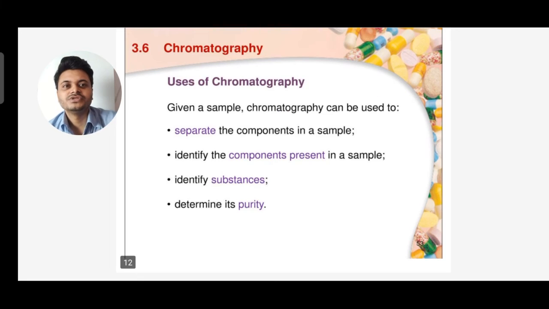Now what are the uses of chromatography? Given a sample, chromatography can be used to separate the components in a sample, to identify the components present in the sample, to identify substances, and to determine purity. So you can determine the purity of a substance, you can identify what types of substances are there, and you can separate the components in a sample.